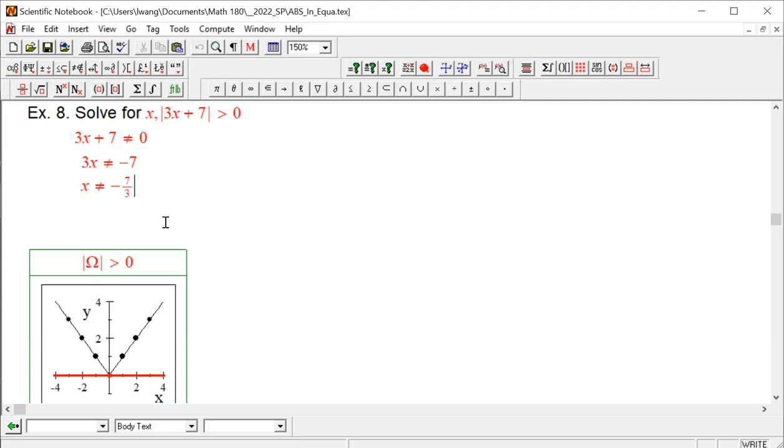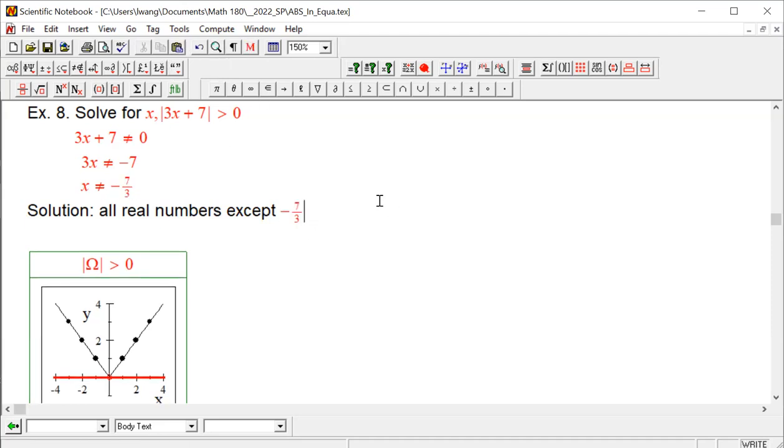That's your solution. And the interpretation of the solution: all real numbers except -7/3. That's the interpretation. So this symbol means that.